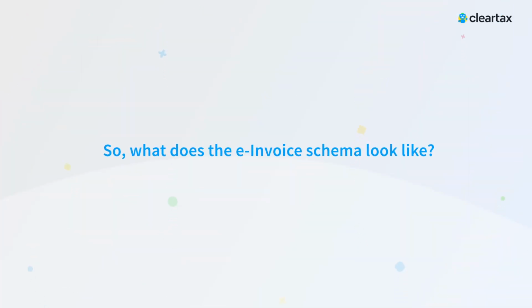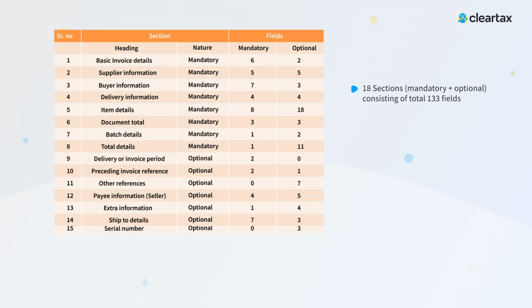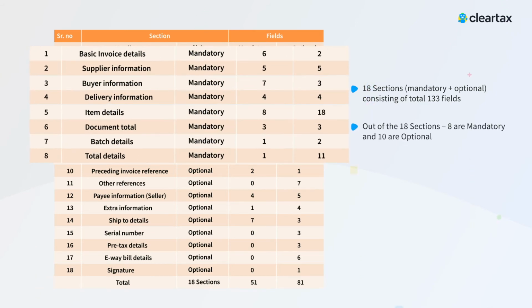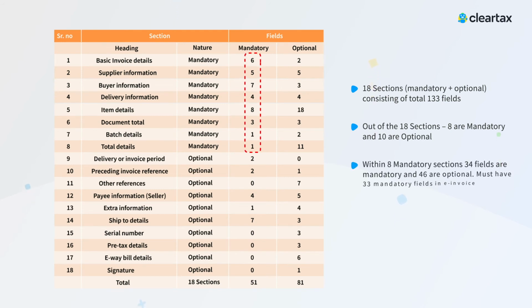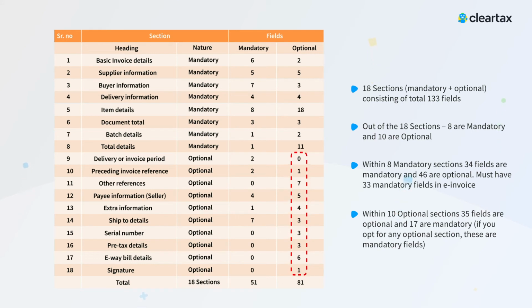So, what does the e-invoice schema look like? There are 18 sections consisting of a total of 133 fields. Out of the 18 sections, 8 are mandatory and 10 are optional. Within the 8 mandatory sections, 34 fields are mandatory and 46 are optional. Within the 10 optional sections, 17 fields are mandatory and 35 are optional. If you opt for any optional section, these are mandatory fields.